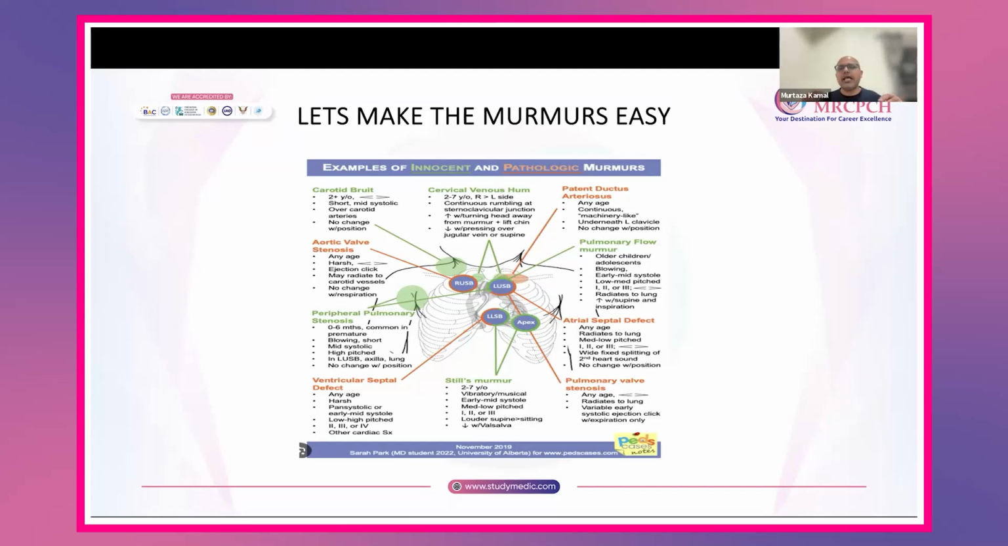The diastolic murmur in this region is known as mid-diastolic murmur. So mitral stenosis produces a mid-diastolic murmur below the nipple at the apex. Tricuspid stenosis produces a mid-diastolic murmur in the right lower sternal border. That's it. Move on to the diastolic murmurs which are above the nipple.